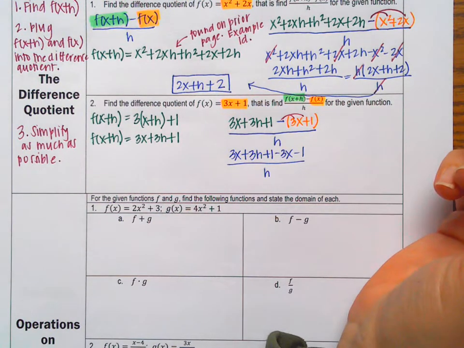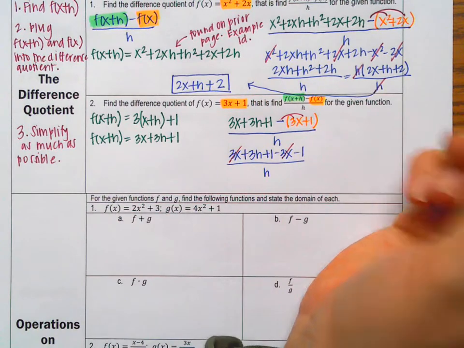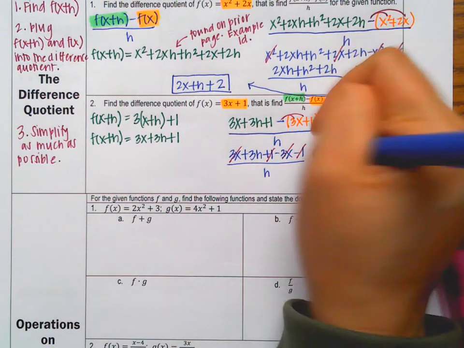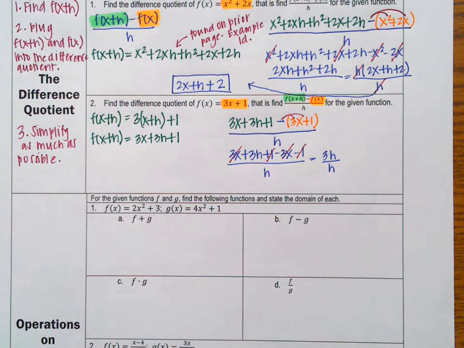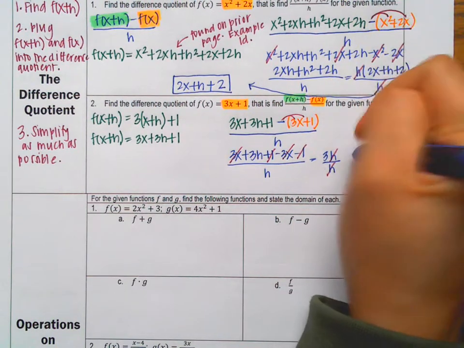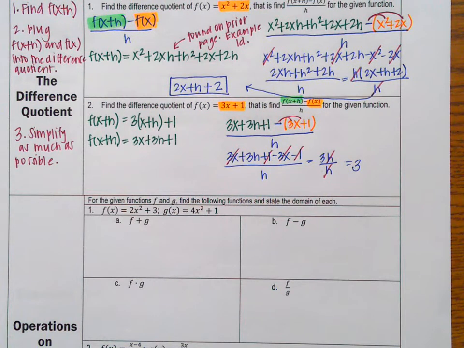We can cancel anything that we can. 3x minus 3x cancels. 1 minus 1 cancels. And I'm left with 3h over h. Now, what happens with h over h? h over h is 1, and my final answer is 3. And so that does it for our difference quotient. We'll do more examples with these, but you can come in and ask me more questions in class. But let's move on to operations on functions.